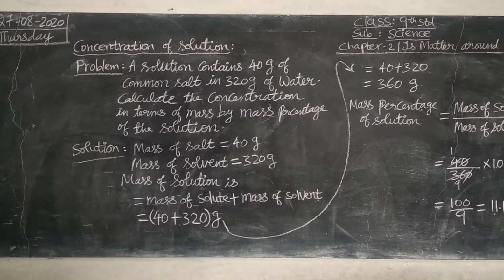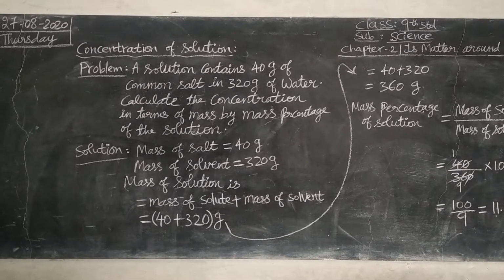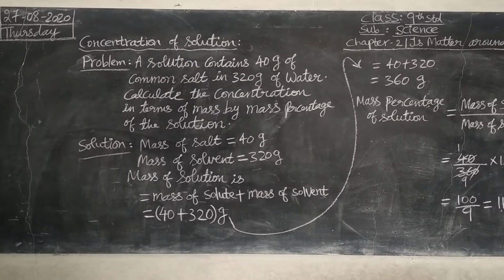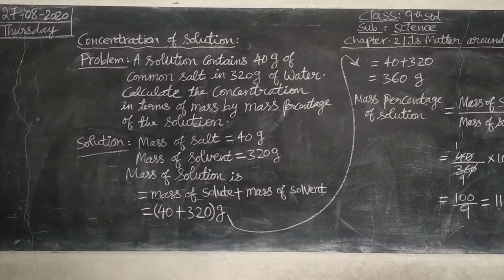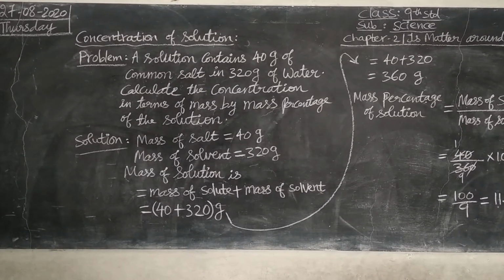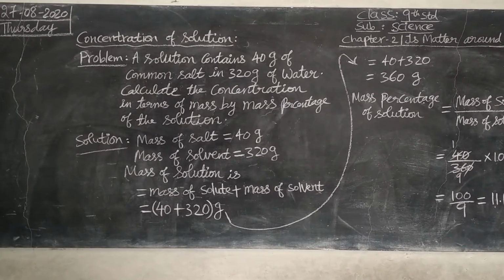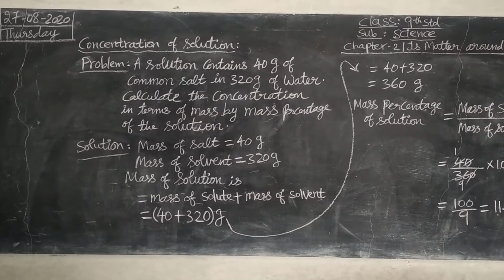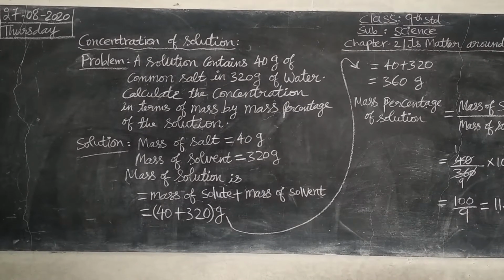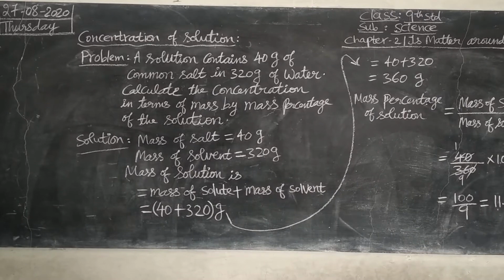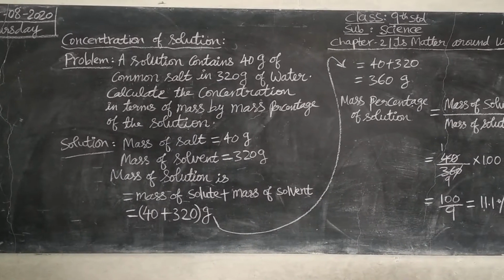So the substance which dissolves the solute is called solvent. Salt is a solute and water is a solvent. Both combined, they form a solution. To see the concentration of solution, how much its concentration is, whenever a solution is formed, we will see its concentration.